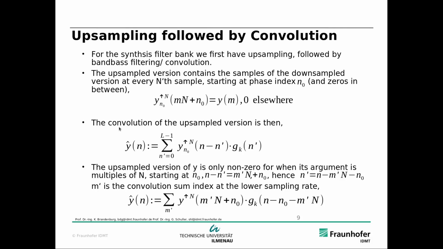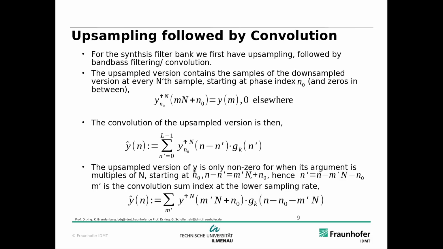Right. Yeah, and after this upsampling, we apply the filtering or convolution. So here we can now see the convolution with the synthesis filters, g_k of n prime. Here n prime is the sum index of this convolution, and we get the corresponding output of this filter. So actually this would be the output of the kth filter. I just dropped the k here.